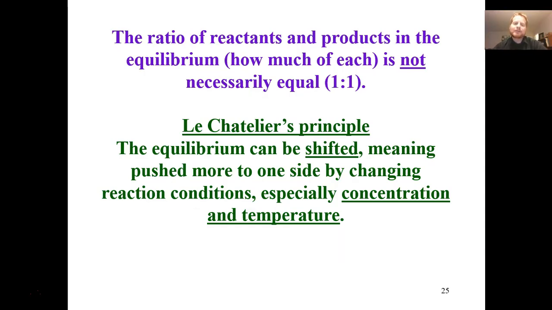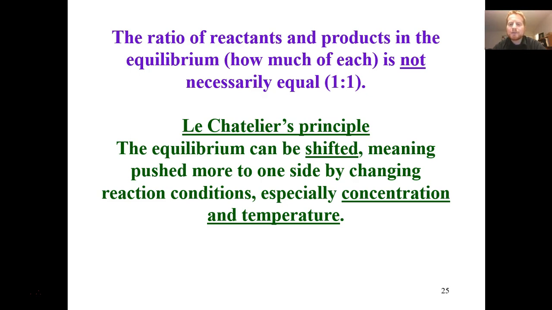Like we said, the ratio of reactants and products in equilibrium is not necessarily equal to 1 to 1. It's possible for reactants to equal products, but most times that's not going to be the case. And there is a way that you can actually produce more reactants or more products if you want to try to manipulate the equilibrium. That's because of something called Le Chatelier's principle.